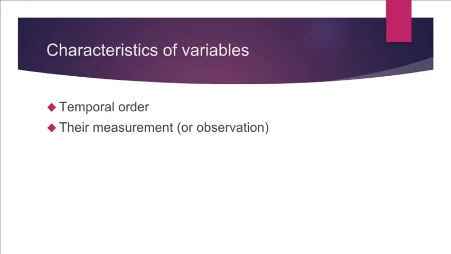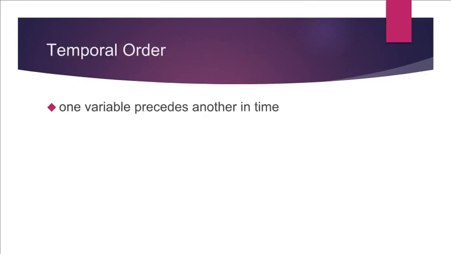Variables are distinguished by two characteristics, namely, temporal order and their measurement. Temporal order means that one variable precedes another in time. Because of this time ordering, it is said that one variable affects or causes another variable, though a more accurate statement would be that one variable probably causes another.